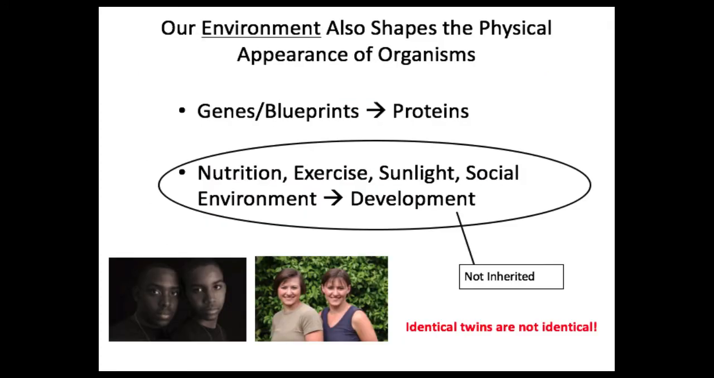Our environment also shapes the physical appearance of organisms. Remember that genes provide the blueprints for proteins, but things like nutrition, exercise, sunlight, and social environment all lead to our development and can change our appearance as well. And developmental conditions are not things that we can inherit.